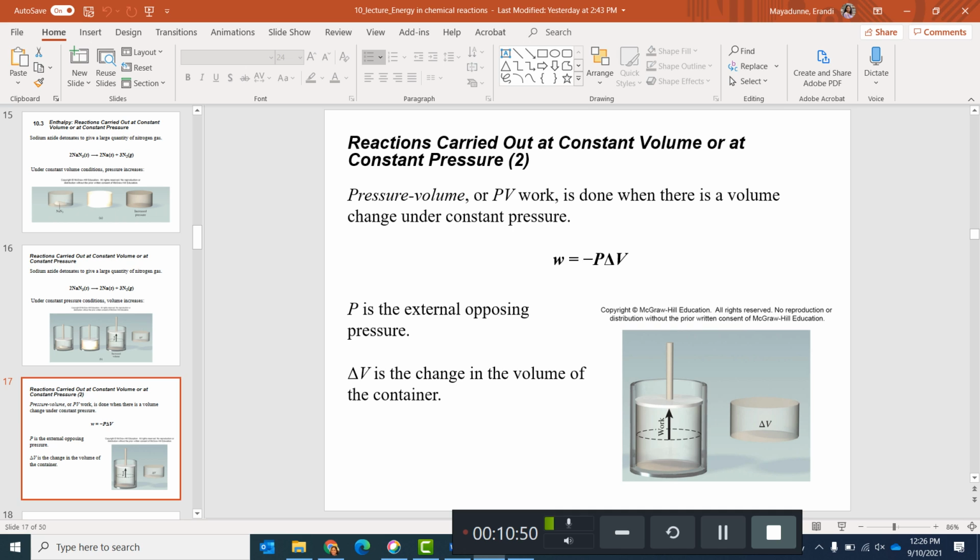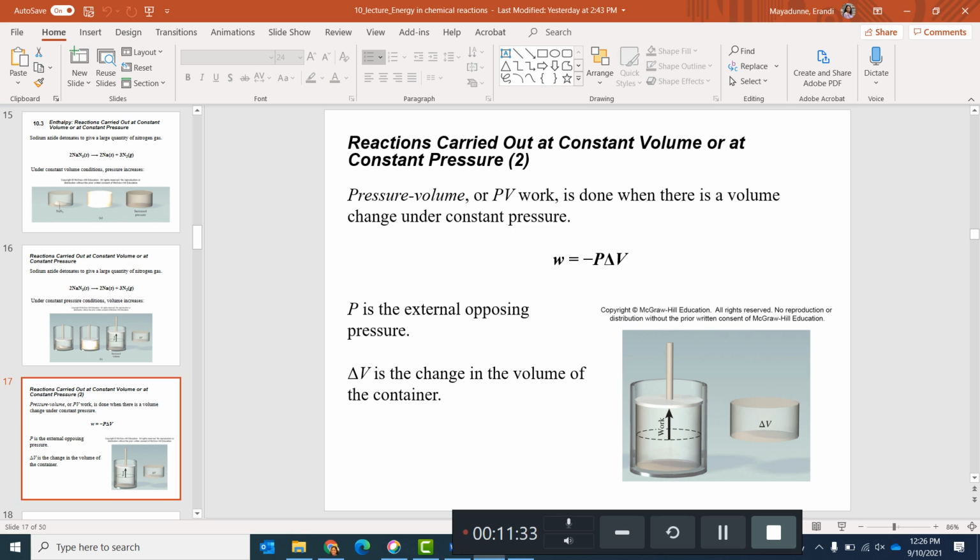So the work is the pressure. The work W, you can write as negative P delta V. What is delta V? Delta V is always the final volume minus the initial volume. Now, I want you to think about this one. Say the final volume is 100 and the initial volume is 50. So final minus initial.